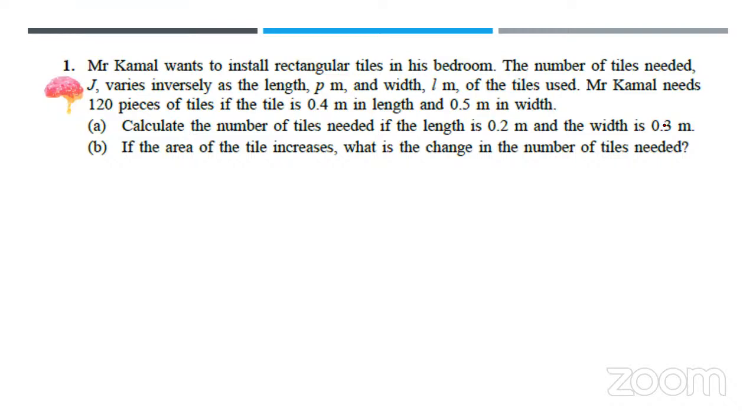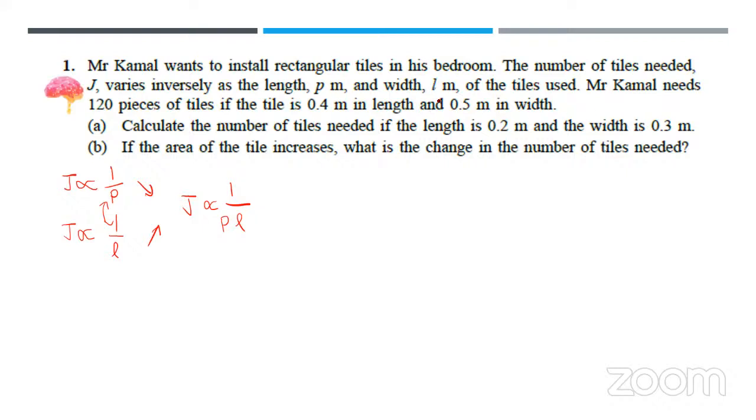Okay, that was a bit much, so let's try and digest it bit by bit. So, Mr. Kamal wants to install rectangular tiles. The number of tiles needed, J. Let's write down J varies inversely as the length. Okay, so J varies inversely with P. And J also varies inversely with the width, L. So as we learned from just now, we can just combine these two by multiplying these two together. And you'll get J varies with 1 over PL.